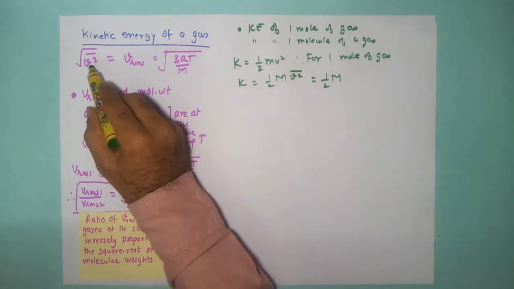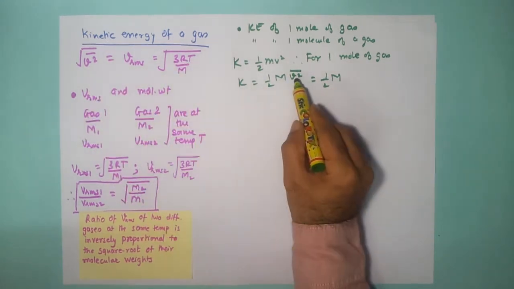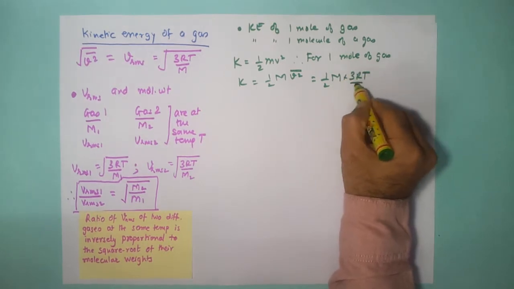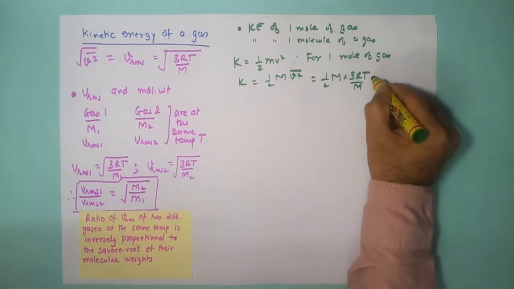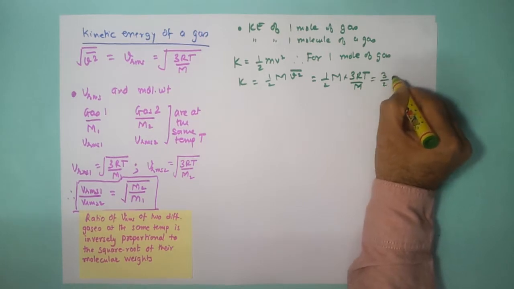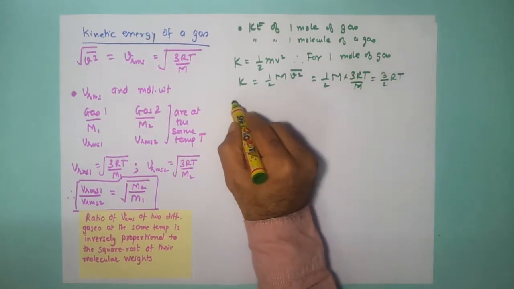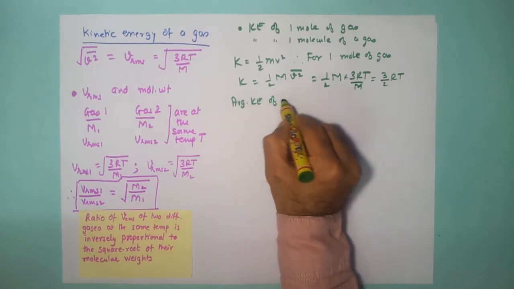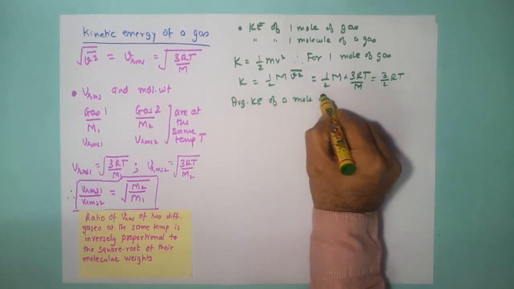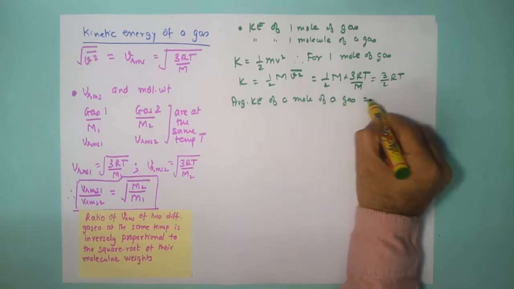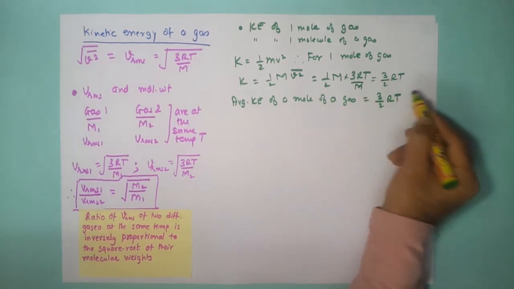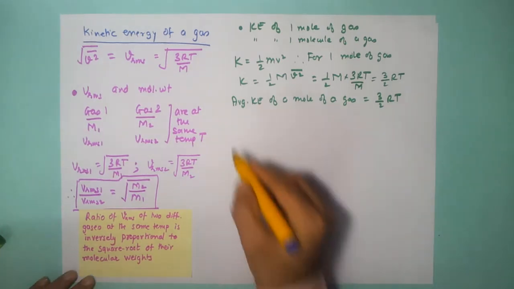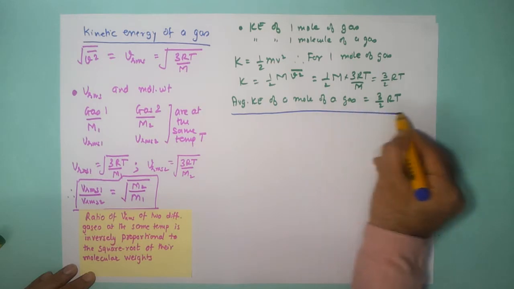Now V square bar would be 3RT upon M. This is without the square root sign, so this would be times 3RT by M. M would get cancelled, so I'd get 3 by 2 RT, and thus I get the equation that the average kinetic energy of a mole of a gas is equal to 3 by 2 RT. It is one of the most common equations that you will come across while we study the kinetic theory of gases.